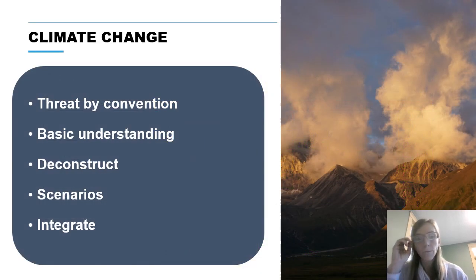There's been a lot of thought in recent years about how to incorporate climate change into the open standards. Climate change doesn't really quite fit the definition of a threat, but it is a threat by convention, and it's something that requires the stakeholders to think through how the particular topic they're thinking about interacts with the changes that we anticipate with climate change, and then to kind of deconstruct that and incorporate it into the process and integrate it into the strategies.